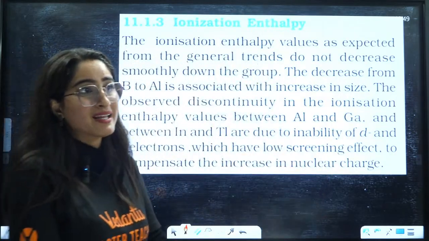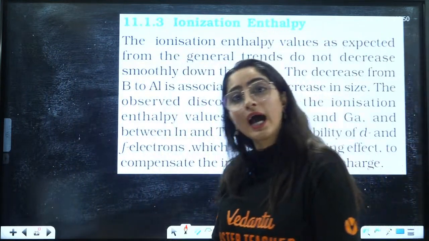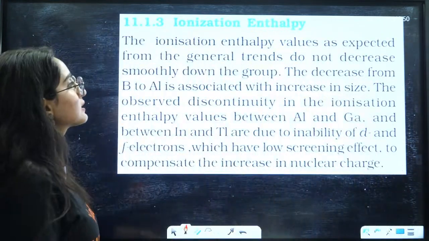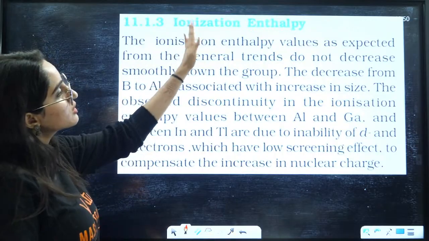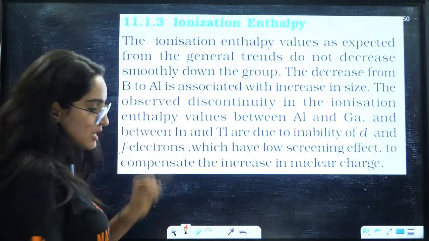Now, next is ionization energy. Is there any effect on the ionization energy? Definitely there is an effect on the ionization energy as well. So we know that the ionization energy value, as expected from the general trend, is opposite.